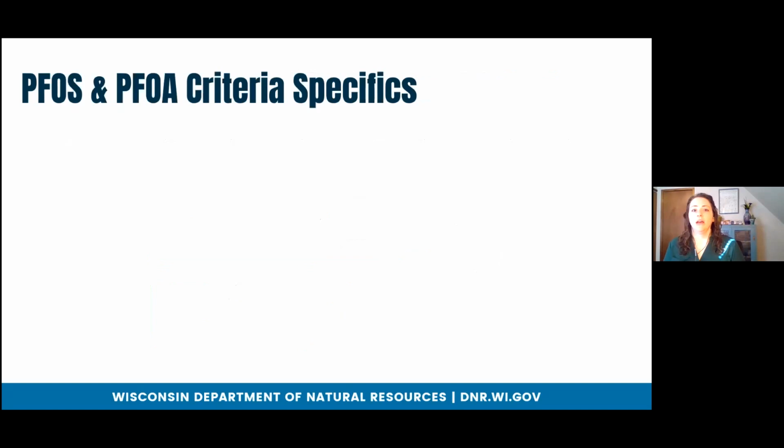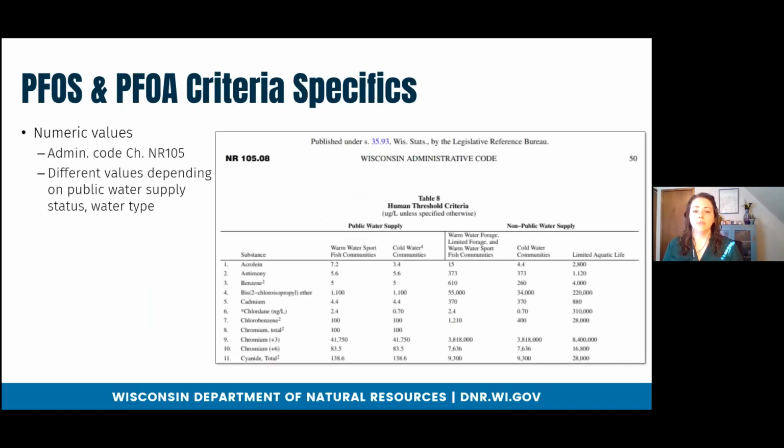So from the last slide, you can tell that we're proposing to develop numeric criteria as opposed to narrative criteria. And if they're promulgated, these criteria will be listed in our administrative code, chapter 105, section 8. There's a table that lists numeric values for all threshold or non-cancer criteria.